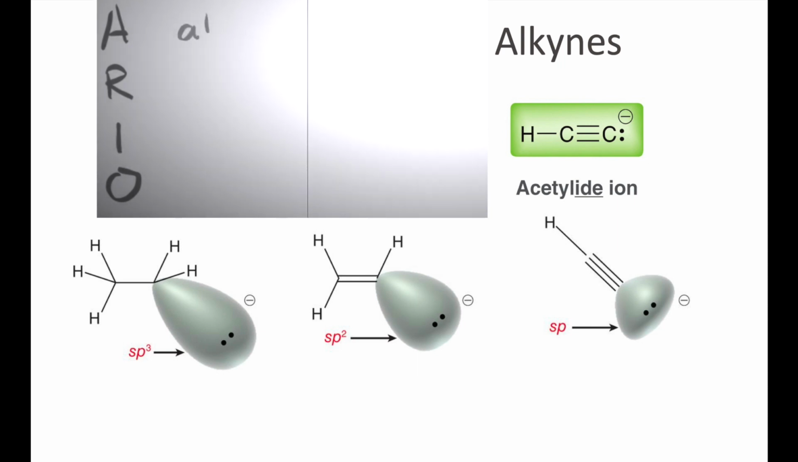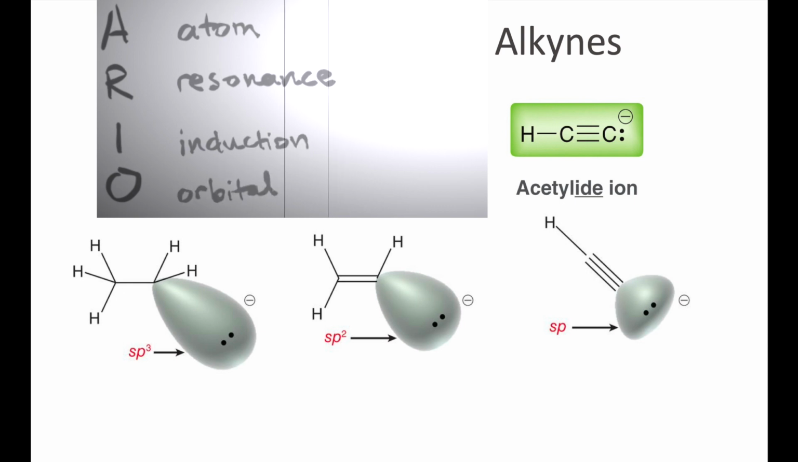Notice that the negative charge will now reside on the same carbon. So ARIO is not going to help us with the first term, atoms, because it's all on carbon. The next term is R, which is resonance, and none of these has resonance. The third term, induction, also doesn't help because none of these have induction. So the last term here in ARIO is orbitals, so let's take a look at orbitals here.